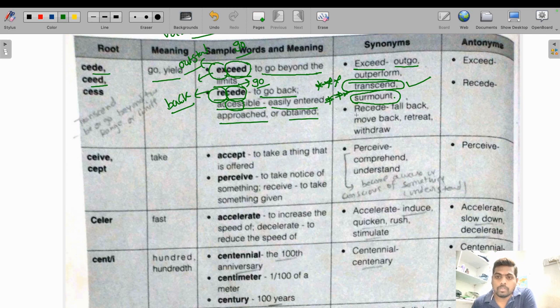Coming to the next word, recede. Recede means fall back, as I mentioned, or move back or go back or retreat or withdraw. Coming to the antonyms, for exceed it is recede.